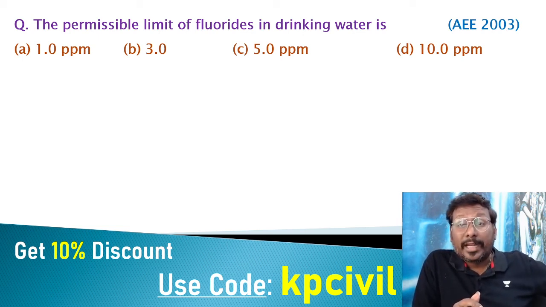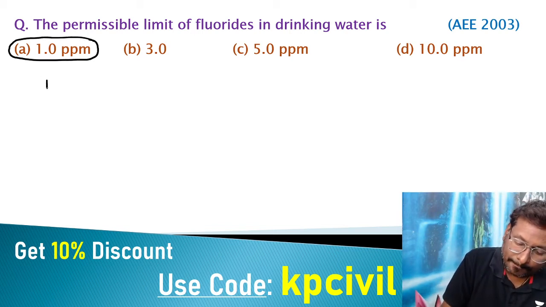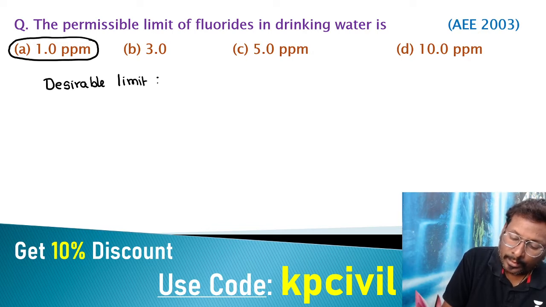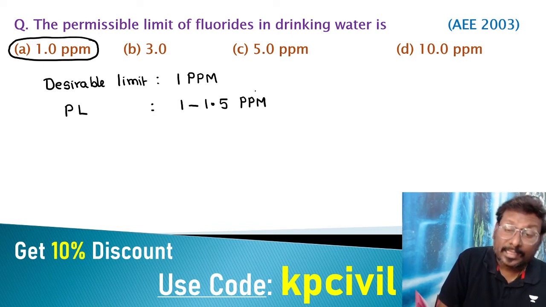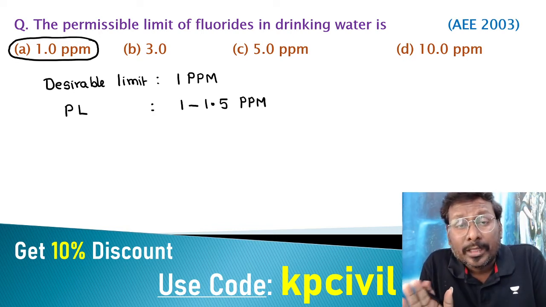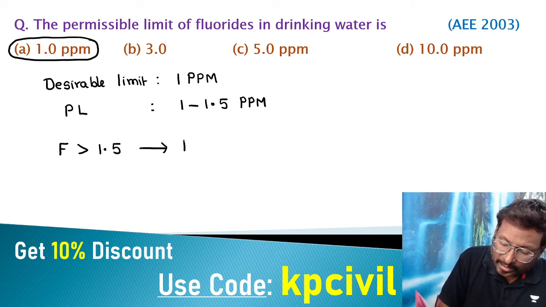Permissible limit of fluorides in drinking water. Fluorides are compulsory to be present to avoid dental cavities; desirable is 1 ppm, acceptable or permissible limit 1 to 1.5 ppm. If the fluoride concentration is greater than 1.5, water undergoes defluoridization by the Nalgonda technique. Fluoride concentration greater than 1.5 will cause fluorosis.